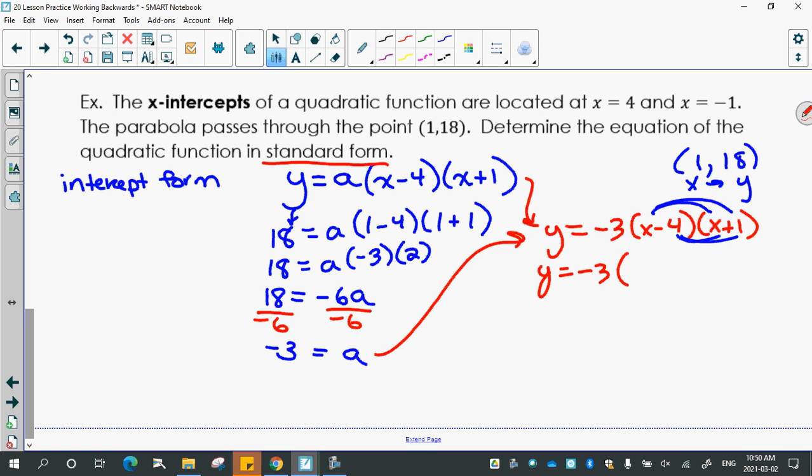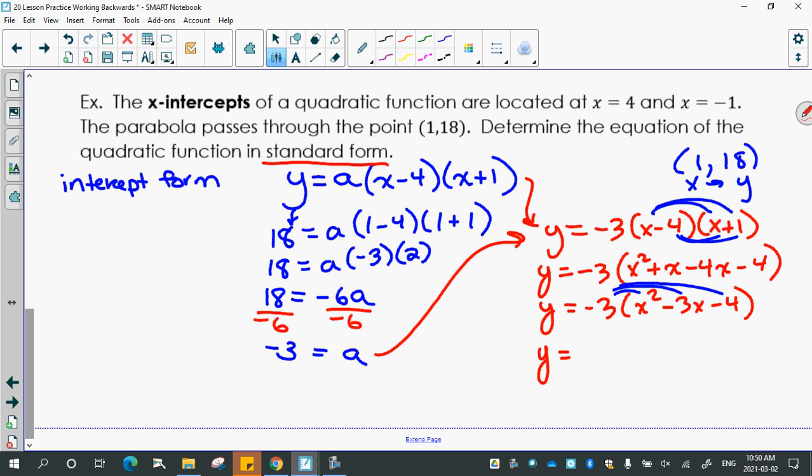So leave the negative 3 up front for now, and then do the FOIL or the double distributive. So that's going to give me x squared plus x minus 4x minus 4. Then I can collect the x and the negative 4x, make it minus 3x. And then my last step, I can distribute the negative 3 and everything. And then I will have it in standard form.